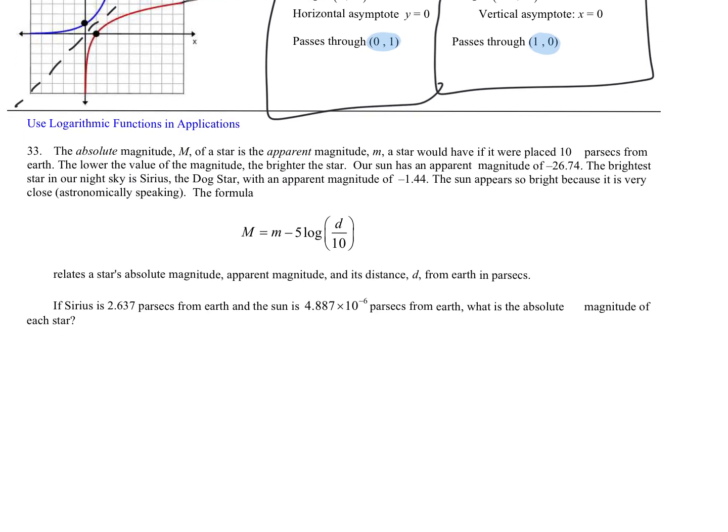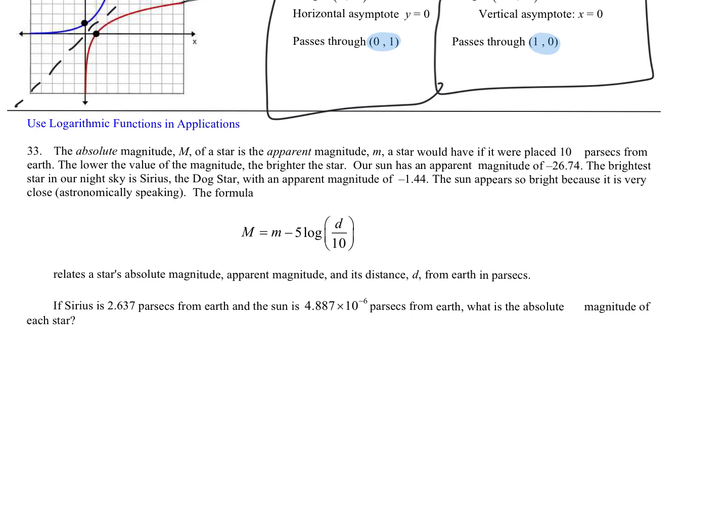The last thing we're going to be talking about is the absolute magnitude. This is just an application. There are many applications to logs. The absolute magnitude M of a star is the apparent magnitude m a star would have if it were placed 10 parsecs from the Earth. The lower the value of the magnitude, the brighter the star. Our sun has an apparent magnitude of negative 26.74.